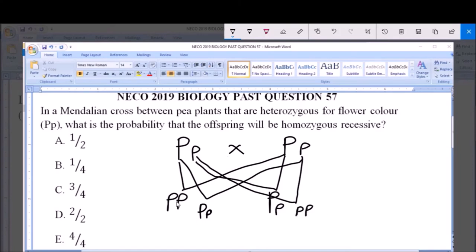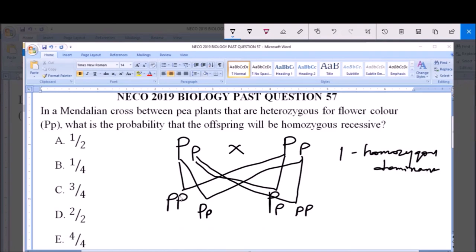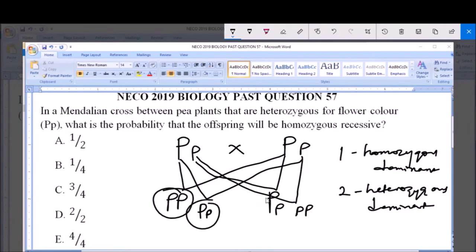Now looking at this, we have one homozygous dominant, which is this. We have two heterozygous dominants, which is this and this. Then we have one homozygous recessive, which is this.